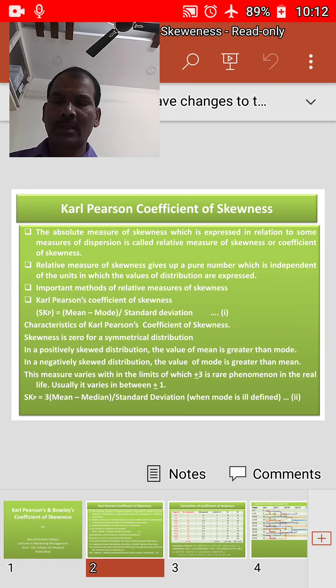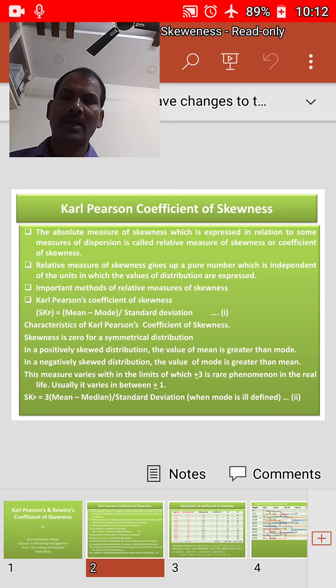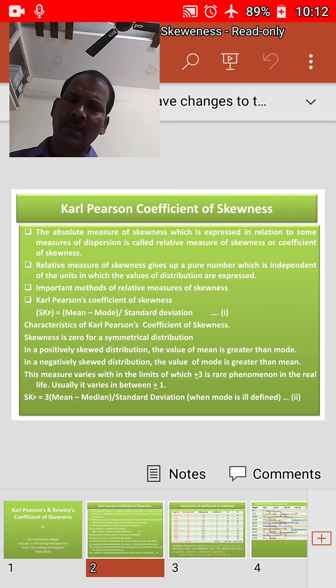Fourth characteristic: theoretically, this measure varies within the limits of plus or minus 3, which is a rare phenomenon in real life. It won't be plus or minus 3 in real life. Usually it varies between plus or minus 1 only.